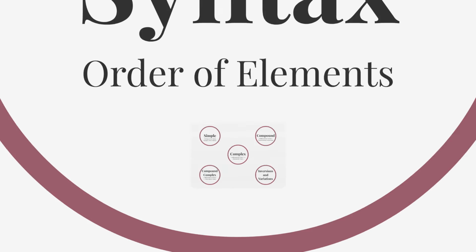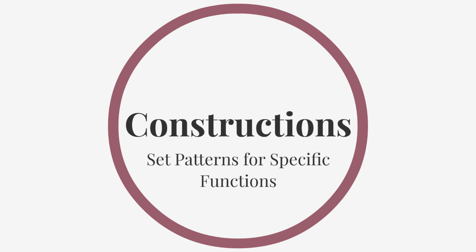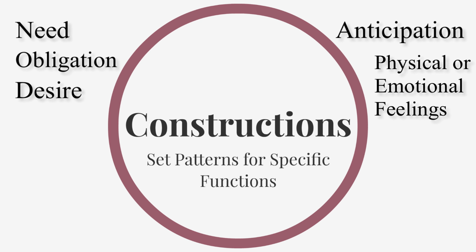In addition to these, we need to look at how a language handles and creates various types of constructions. A construction is a set pattern for a specific function. There are far too many individual constructions to go through all of them here in detail, but they include such functions as expressing need or obligation, desire, anticipation, and physical or emotional feelings.